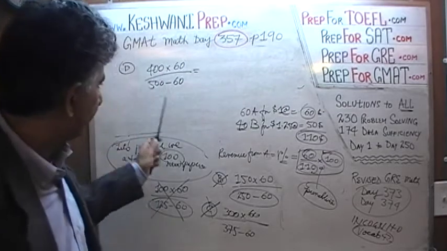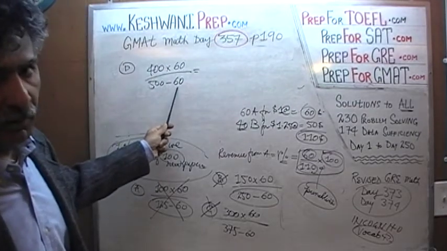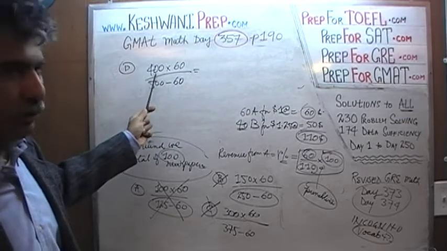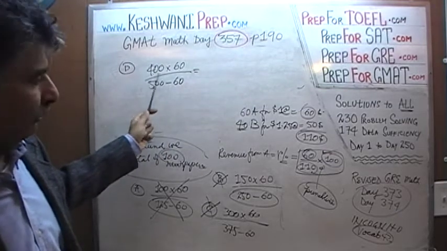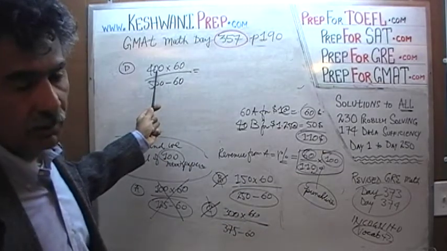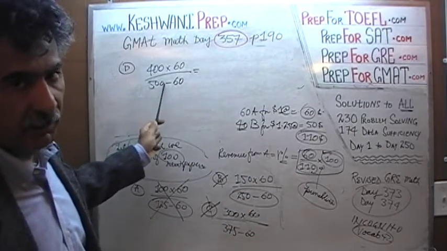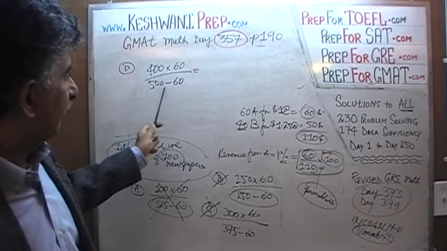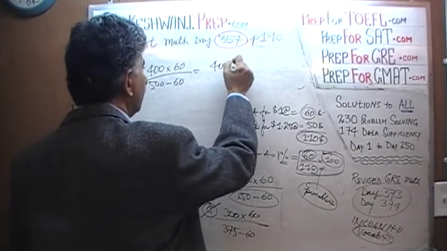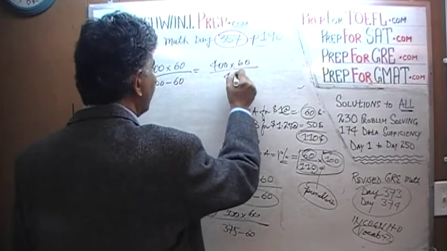Because 500 minus 60 is 440. And we know 440 can be divided by 4 very easily. Because we need to convert this 400 into 100, because we need 100 on the top. The only way we can convert this 400 into 100 is if we can divide top and bottom by 4. And that 440 actually is a very good sign. So we can end up with 400 times 60 over 440.